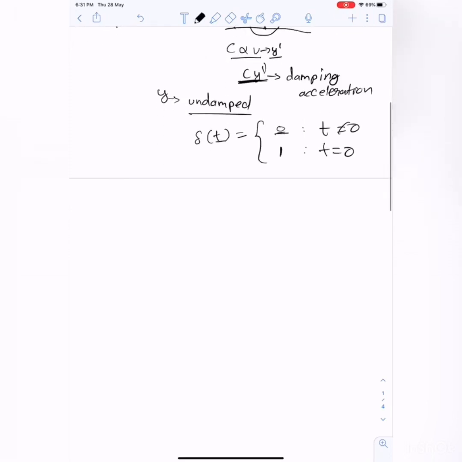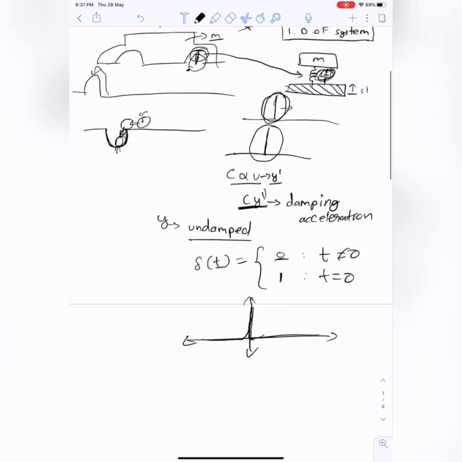So our Dirac delta function would look something like this. At 0, it would have a very high peak, and then it would flatten out. The area under the graph has a magnitude of 1. That's the property of the Dirac delta.